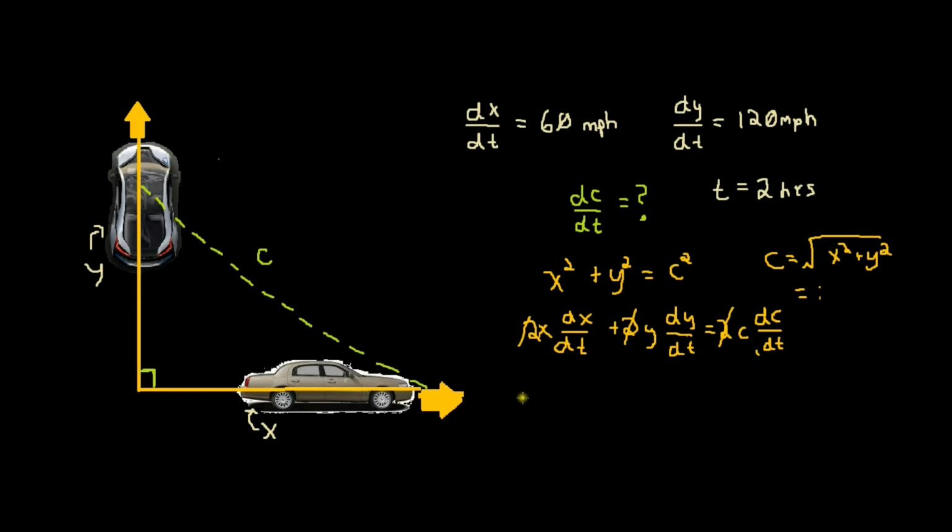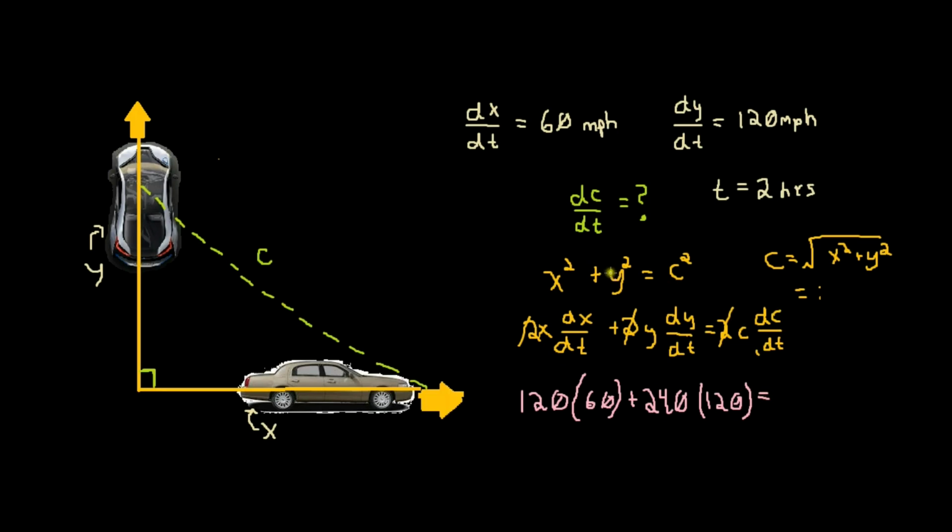So putting this in, we're using pink now. 120 miles times dx/dt, which is 60, plus y, 120 times 2 hours, which is not 120, it's 240, times dy/dt, which is 120, as we know, equals c dc/dt. Well, what is c?